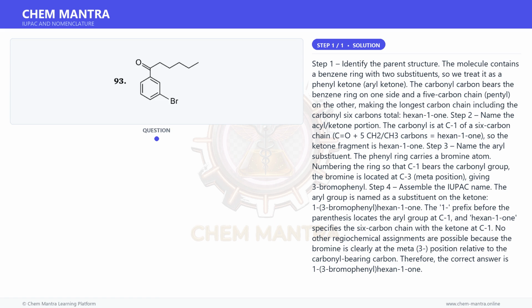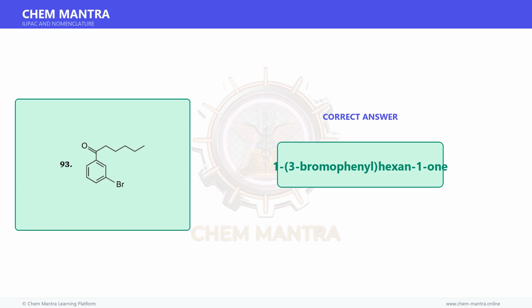the ketone at C1. No other regiochemical assignments are possible because the bromine is clearly at the meta, 3 position relative to the carbonyl-bearing carbon. Therefore, the correct answer is 1-(3-bromophenyl)hexan-1-one. The correct answer is shown on screen.